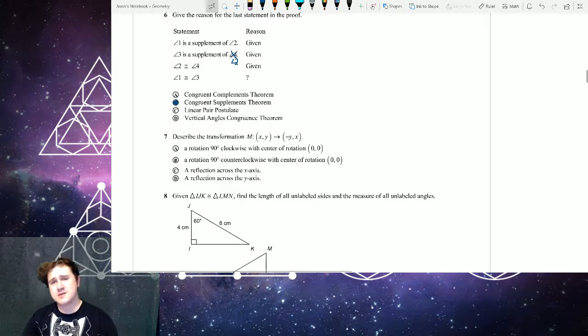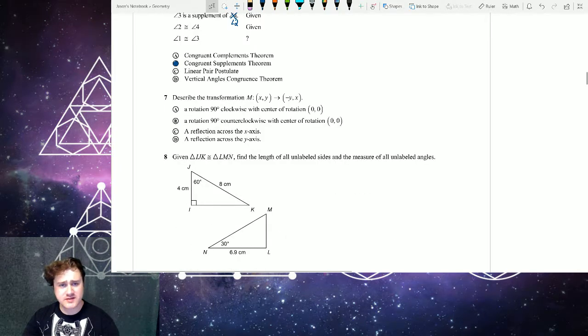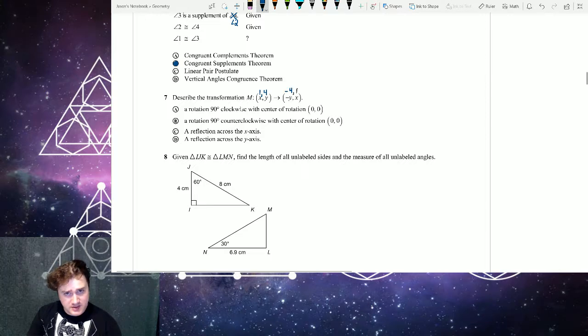That then takes us to number 7. So on number 7 it says describe the transformation M, where it takes (x, y) and goes to (negative y, x). So the easiest way to look at this is to replace (x, y) with some numbers you can actually use. I like the numbers 1 and 4 because those are distinct enough that we can work around with them. So if I do the transformation to this, it becomes (negative 4, positive 1).